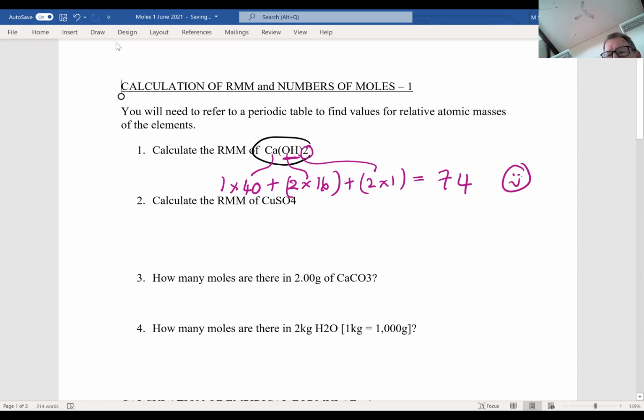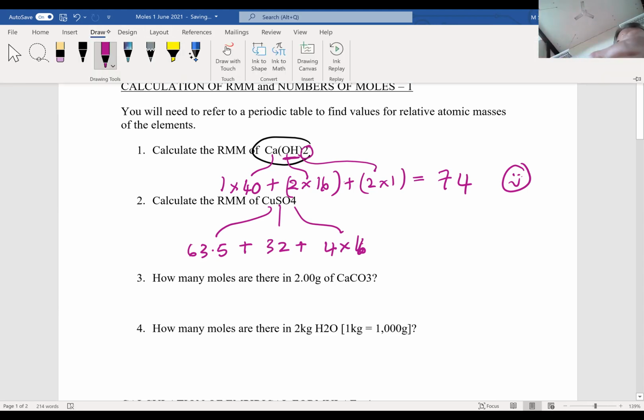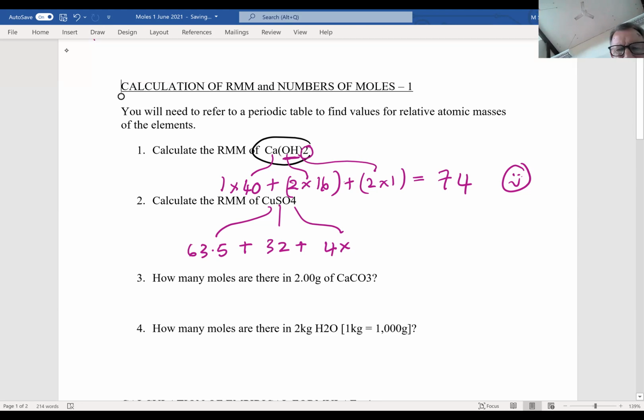I hope so. Okay, with CuSO4, Cu, it depends on your periodic table, but some periodic tables show it as 63, some are 64. It's actually 63.5. And then there's 1 sulfur, which is 32. And then 4 of the oxygens. Whoops, that's rubbish writing. My apologies. Let me just get rid of that. There we are.